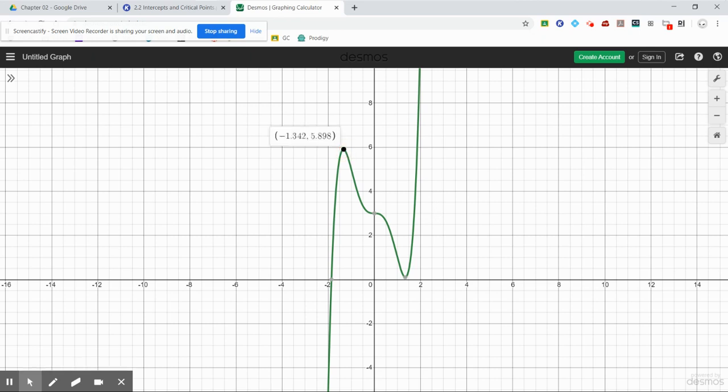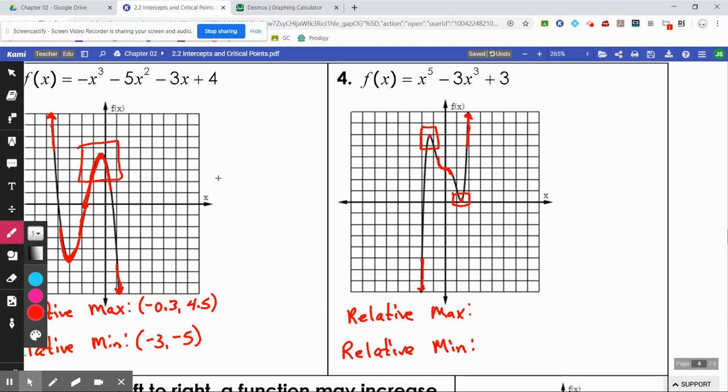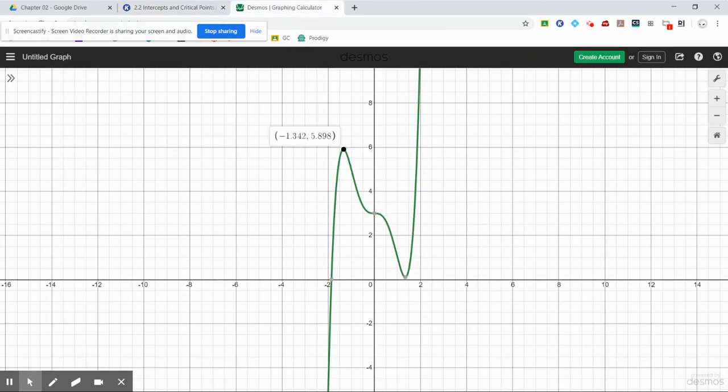So we have a relative max. Again, this is the highest point in this area at around negative 1.3, 5.9. So let's go back, a max at negative 1.3, comma 5.9. You have a minimum, again, a relative minimum right here, and it is located at 1.3, 0.1.